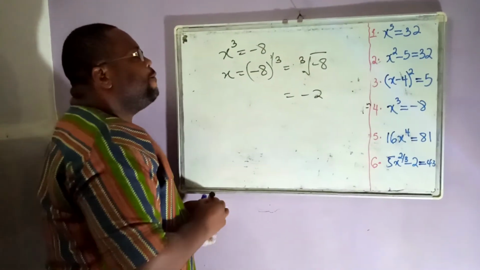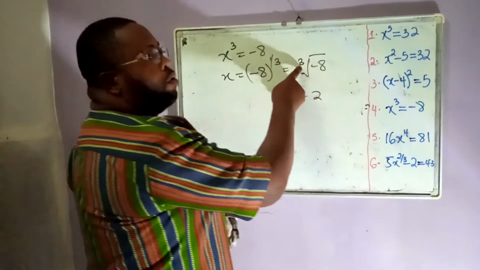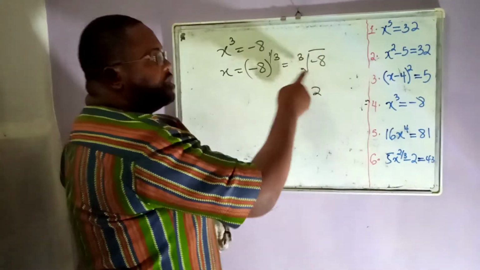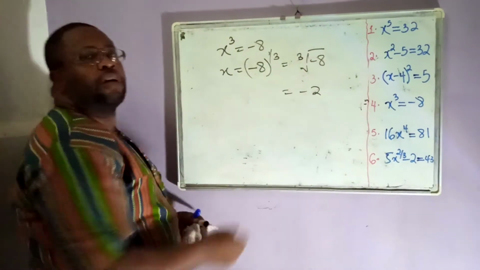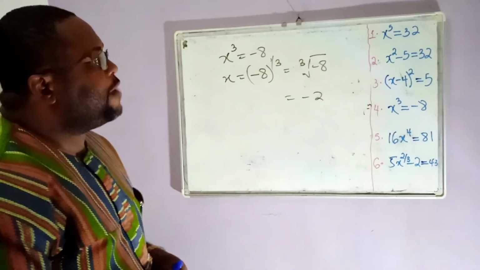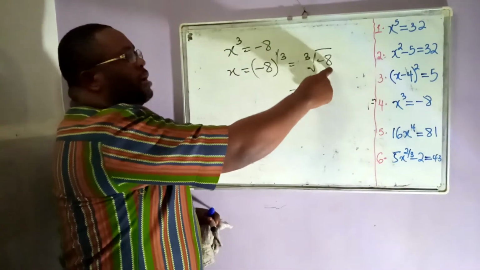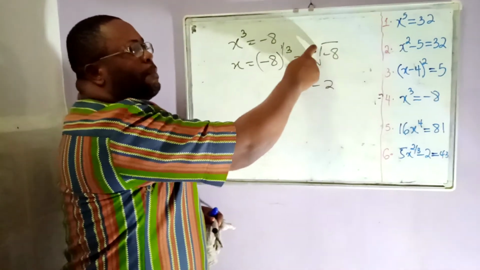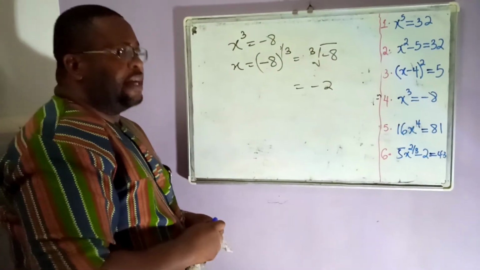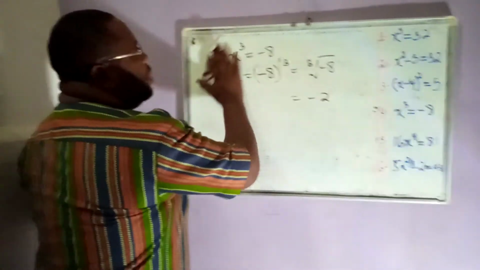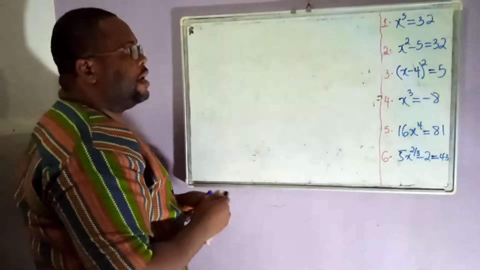Remember that if what we had here had been an even number, say 2 or 4 or 6, then we would not be able to evaluate this, because we cannot find the square root of a negative number. We cannot find the root of a negative number when the power is even. Then it leads us to complex numbers. So we talk about number 5 now.